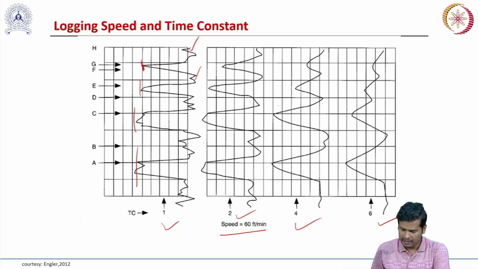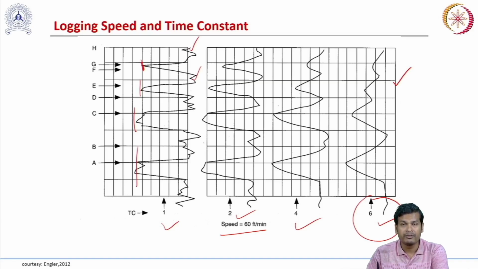So you can see how the log response changes when I increase the time constant from 1 to 6. If I take a high time constant, I am also missing a number of beds. With a time constant of 2, I am getting a much smoother response where the fluctuations in the log responses are eliminated. Even with a time constant of 4, I am getting log responses where some of the beds are not properly characterized. So the time constant should not be too low and it should not be too high.